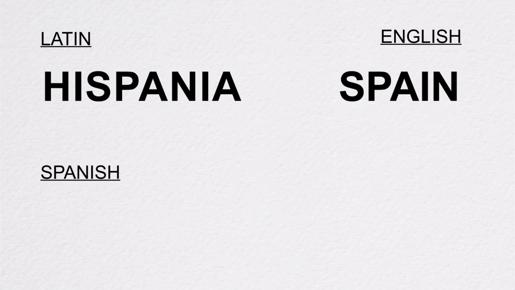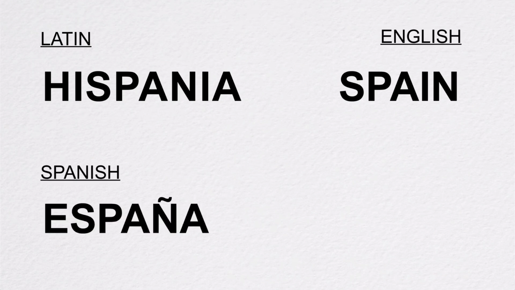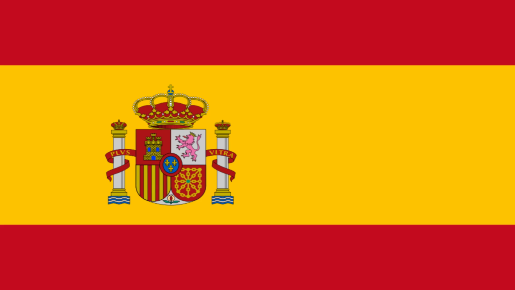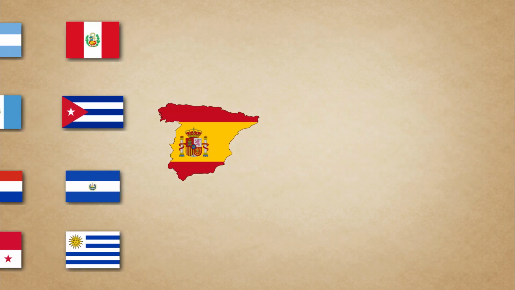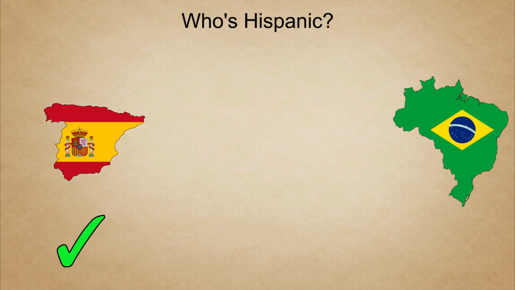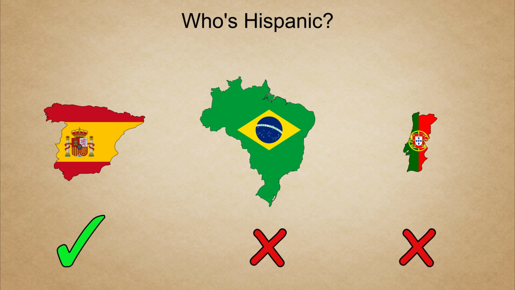The Spanish word for the country Spain is España. So the term Hispanic generally means things relating to Spain, people who are from or whose ancestry come from Spain or any other Spanish-speaking country. So this means that people from Spain are Hispanic, while people from Brazil or Portugal are not. Most Hispanic people speak Spanish as their native tongue, but it's not a requirement to speak it as your native language, or even at all, as long as your family originates from a Spanish-speaking country.